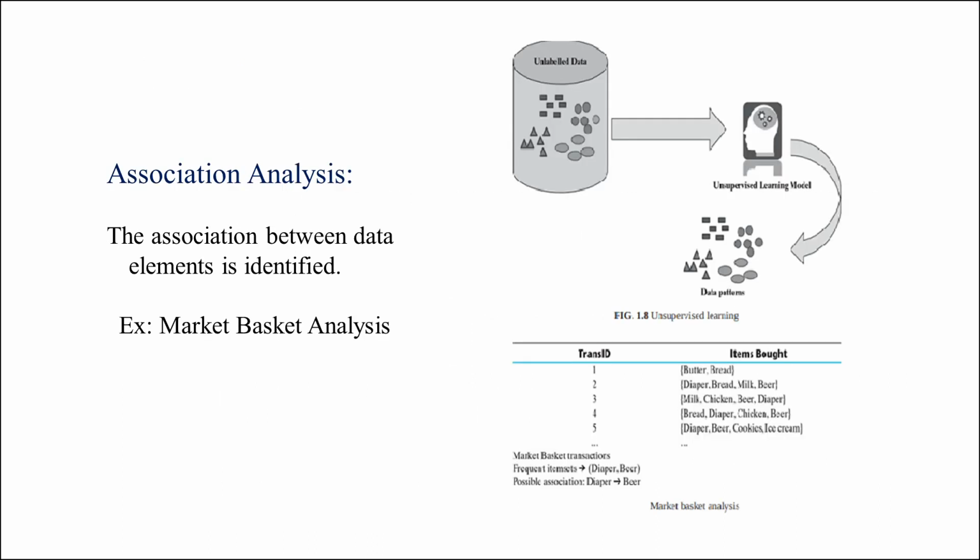The second type of unsupervised learning is association analysis. Here, the association between the data elements is identified. The main example of association analysis is market basket analysis. Here, when the unlabeled data is applied with an unsupervised learning model, it can cluster the data elements into groups based on the association among them. One example is market basket analysis. Whenever a diaper is bought, beer is bought along with the diaper. So diaper and beer are associated with each other. These are termed frequent item sets, and they can be identified using this unsupervised learning algorithm.